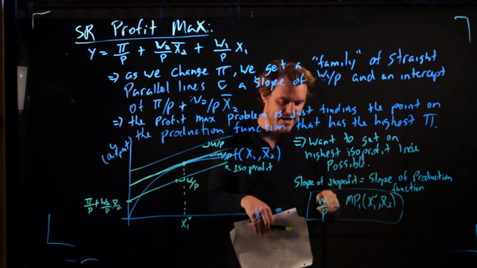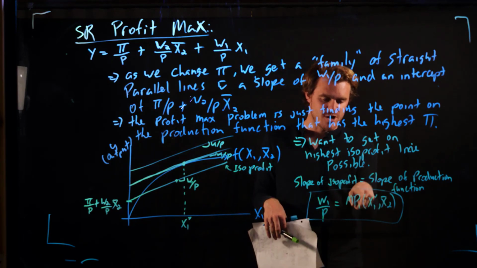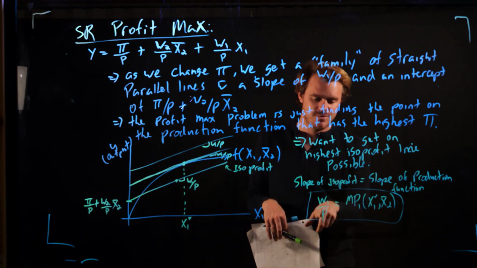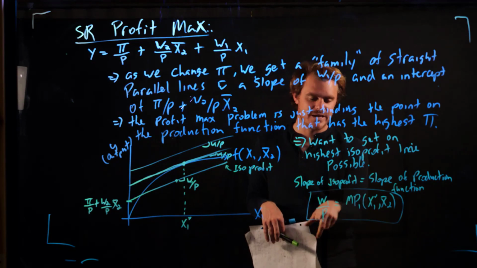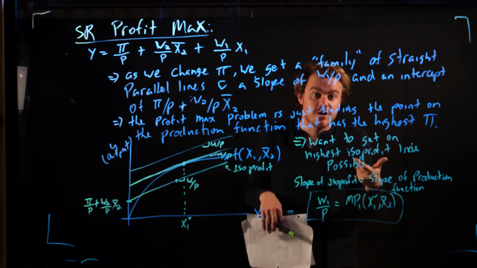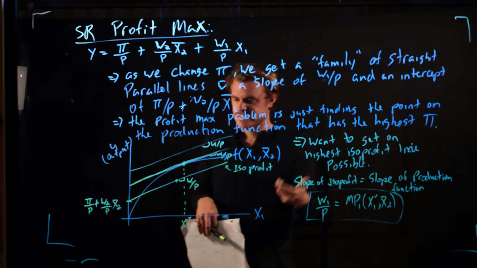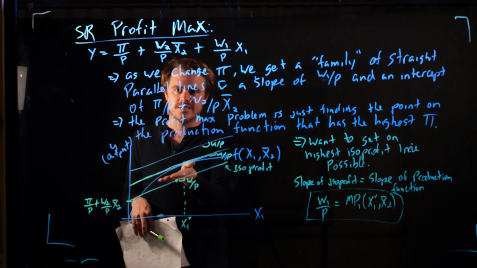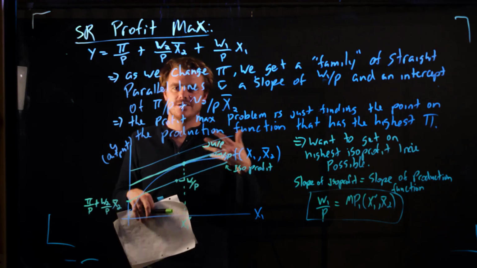Just slightly rearranged, right? We had price times the marginal product of 1 equals W1. This is the exact same expression. It's just we're dividing by P over here instead of multiplying by P over there, but the expression is the same. So that's what we're doing. And think of this as the equivalent tangency condition that we talked about before.